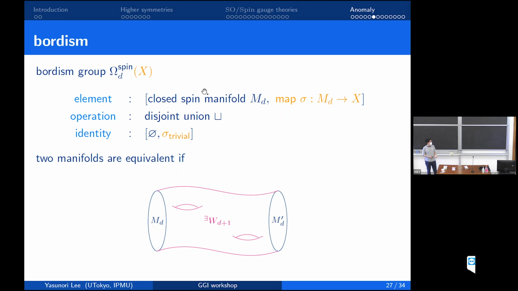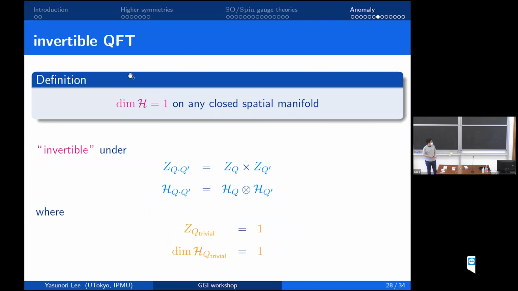And this defines the relevant Bordism group here, so Ω_d^Spin(X). So this Bordism group is what we want to consider later. Okay, so that's it for the Bordism. And let's move on to the invertible QFT then. So what is invertible QFT?